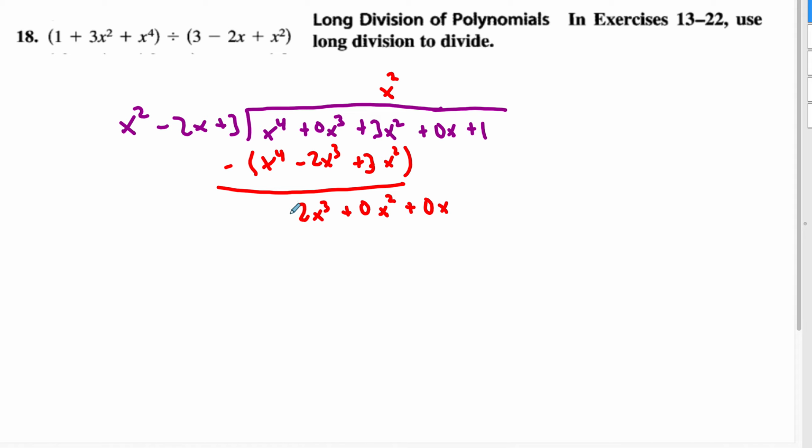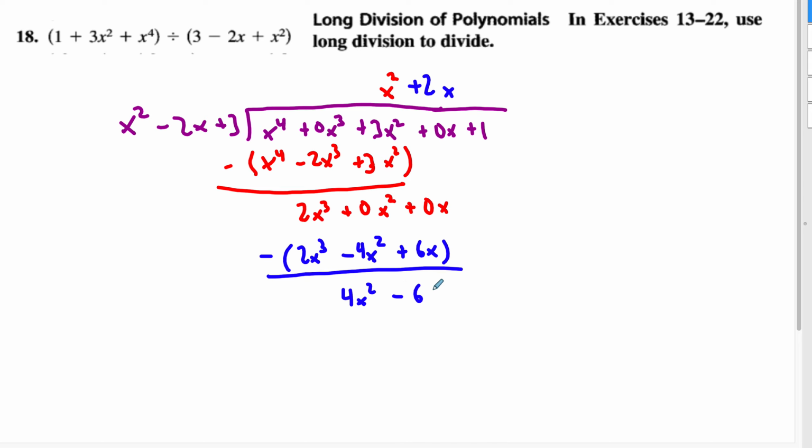Then on to the next. X squared times what is 2x cubed? Well, I need a 2. I need another x. Then I distribute. Don't forget that the lead coefficient must cancel out for this to work. So 2 times 2, and then x times x is x squared. Might as well get that right. 3 times 2x is plus 6x. And subtract. That minus that goes away. That minus a negative, 4x squared. This minus this is minus 6x plus 1.